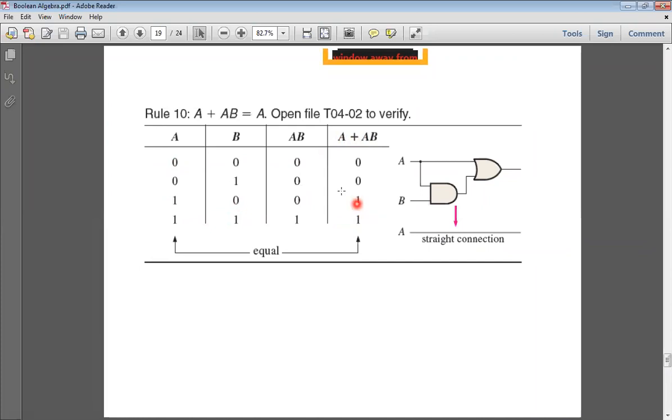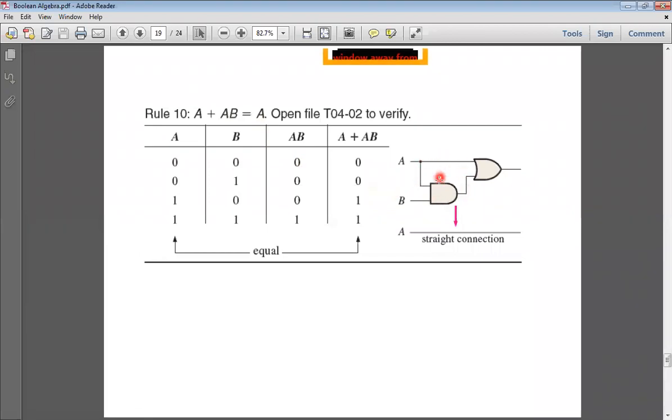So this is A plus AB, which is the left hand side term, and this column is equal to A. What is the A column? This column. Is A equal to A plus AB for all the possible combinations? Yes. If A is 0, A plus AB is also 0. And if A is 1, A plus AB is also 1. So A plus AB reduces to A.